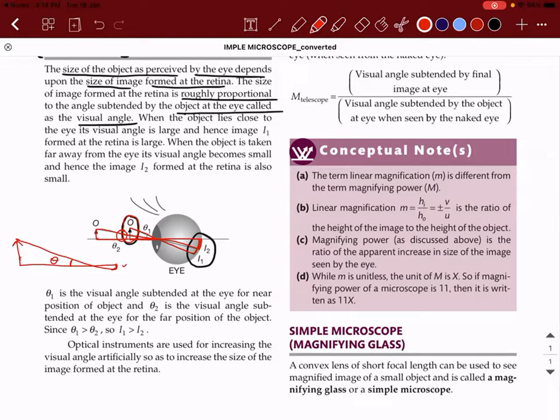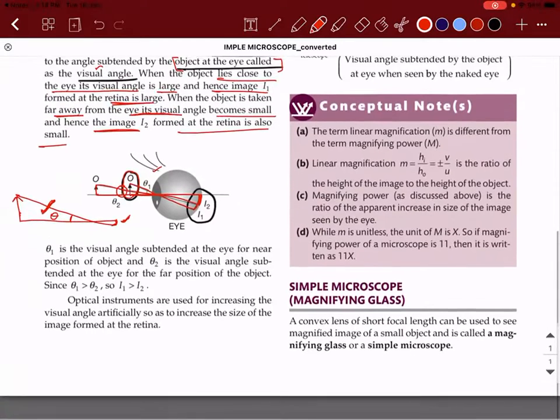The size of the image that is formed is completely dependent on this angle, which is what is called the visual angle. When the object lies close to the eye, its visual angle is large, and hence the image I1 formed at the retina is also large. Whereas when the object is taken far away from the eye, its visual angle becomes small, and hence the image I2 formed at the retina is also small.